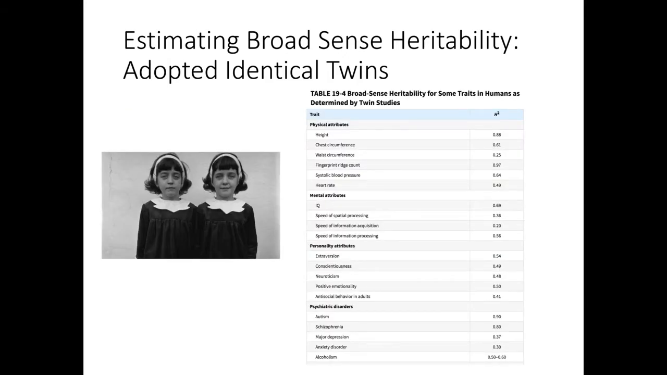And so from these types of studies, scientists over the years have estimated the degree to which broad sense heritability can be found for different traits. For height, it's 0.88, so that means that about 80 to 90% of variation in height can be explained by genetics. And then you get things like heart rate, 0.49, or extroversion. You can see that these personality attributes might be low. And psychiatric disorders, autism's quite high, but for example, anxiety might be quite low.